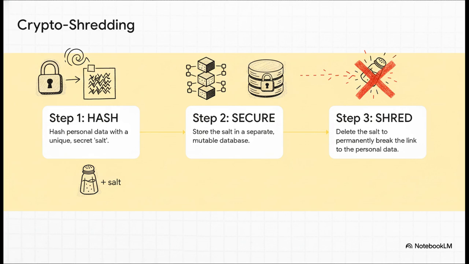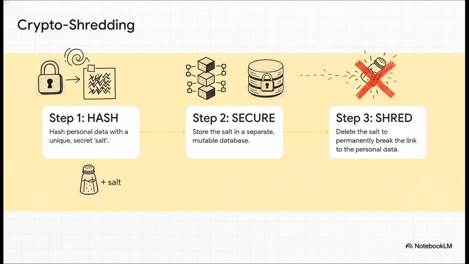And here's the brilliant, elegant solution. It's a pattern called crypto shredding. Here's how it works. Step 1, you don't store the personal data in the log. Instead, you hash it with a unique, secret key called a salt. Step 2, you secure that salt in a totally separate, normal database that you can edit. Now, step 3, if a user asks you to delete their data, you don't even touch the blockchain. You just shred the salt. And without that salt, the hash in the log is just random noise. It's gibberish. You've permanently broken the link to the personal data while keeping your immutable log perfectly intact.